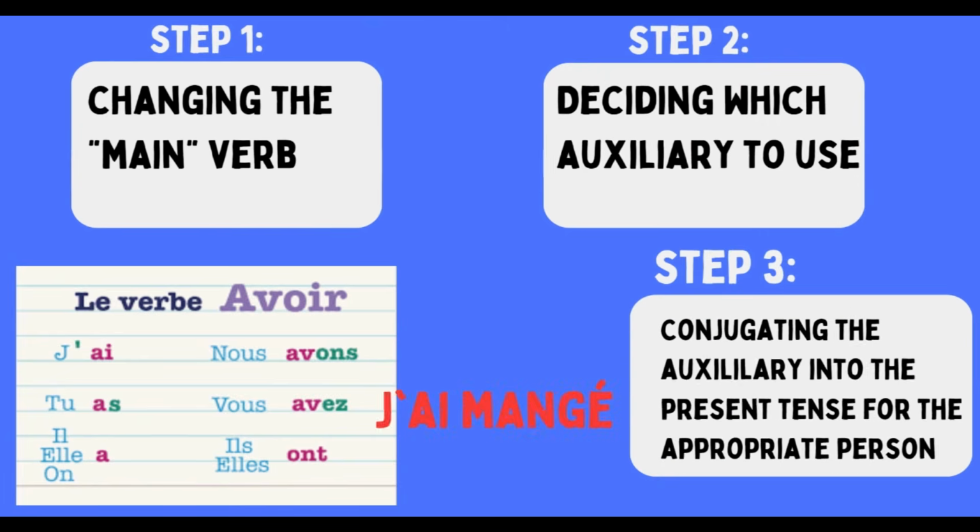And step 3 is then conjugating that auxiliary into the present tense for the appropriate person. So in this case, you want to say, I ate yesterday. So you're going to conjugate avoir to the appropriate tense for I, which is je ai, j'ai. So it would be j'ai mangé. But say if you wanted to say, you ate yesterday, then you would say, tu as mangé, for example. Or say you wanted to say, we ate yesterday, nous avons mangé, etc.